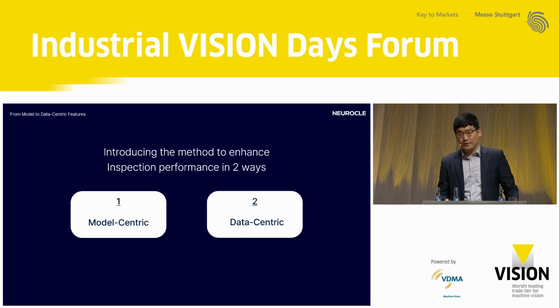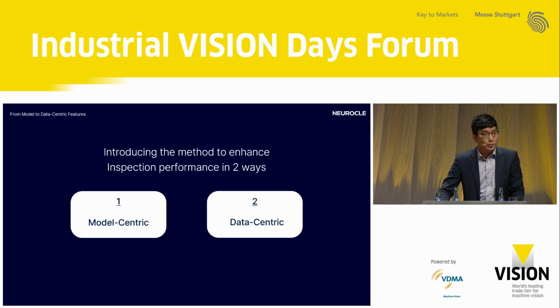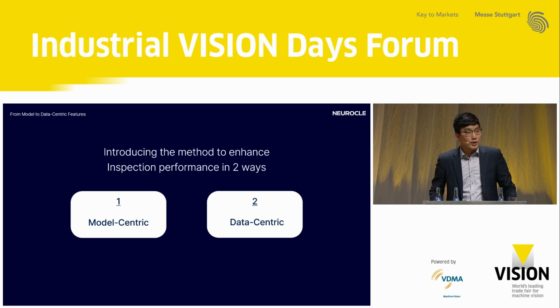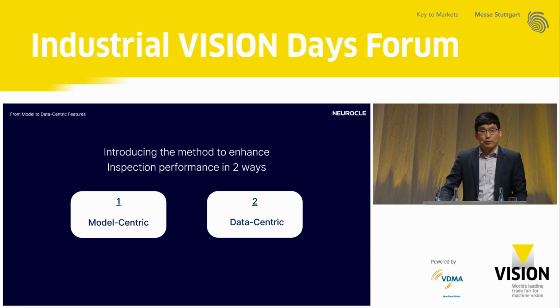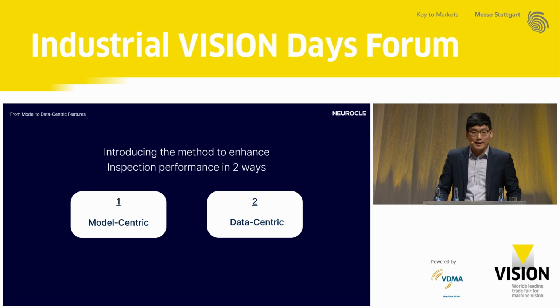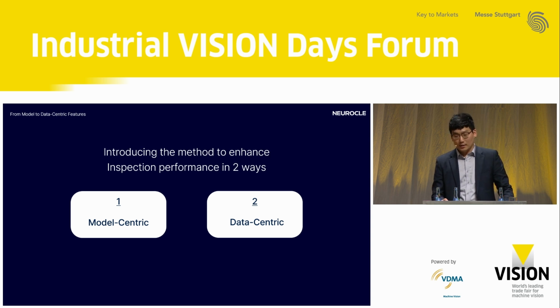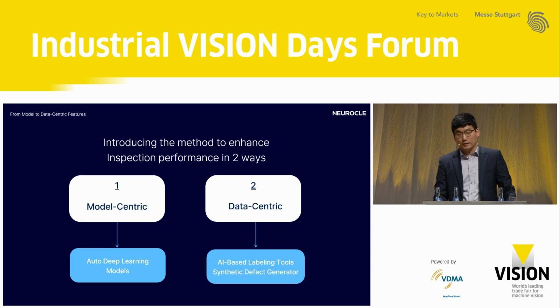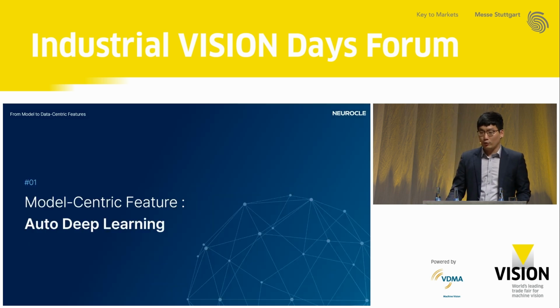Then, we have to think about how to maximize the accuracy with deep learning. That is the most important question we have as deep learning software suppliers. To solve this problem, we can think of two ways. One is the model-centric way, and the other is the data-centric way. Today, I'm going to talk about these two things at the same time. For the model-centric features, I'm going to talk about auto deep learning, auto DL models. And the data-centric part is about labeling and synthetic data. So let me go through one by one.